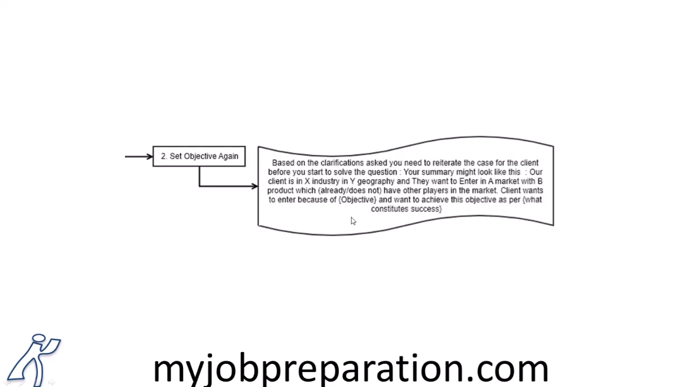Now, once you have asked all the different clarifying questions, then you have to set the objective again, right? So I'm just reading it out to you here, so you can see how you should be reading out your objective again. So your summary might look like: our client is in X industry in Y geography, and they want to enter a market with B product, which already may or may not have other players or competitors, and the client wants to enter because of, then you put the objective here, and wants to achieve this objective as per, then what constitutes success in the mind of the client, right? So this is the loose structure in which you just have to reiterate the objective in front of your client, and once you have set the objective, then you can start solving your case, right?